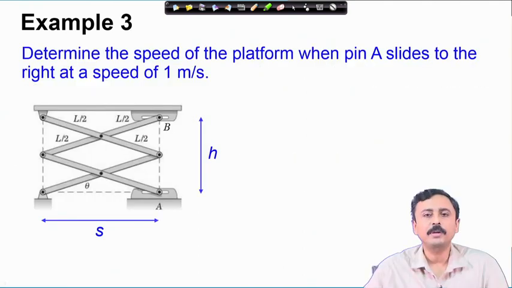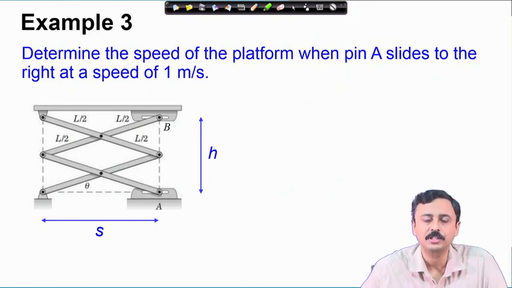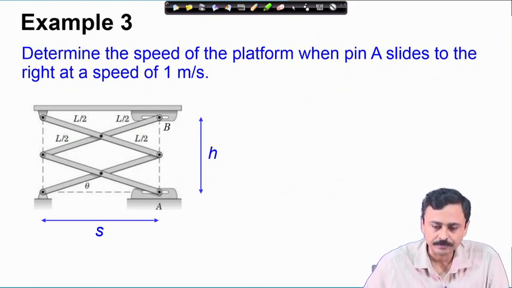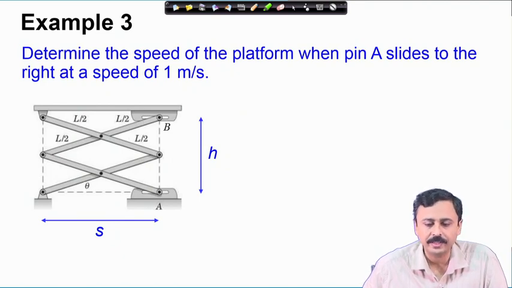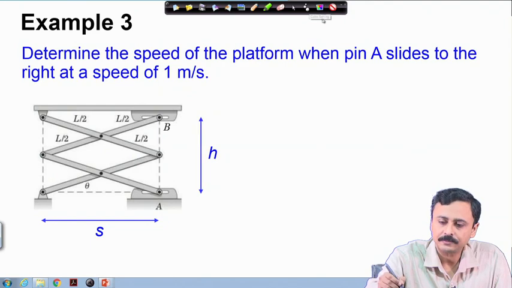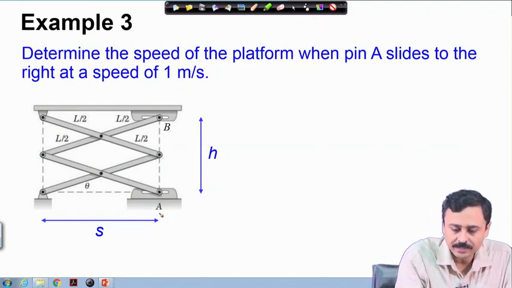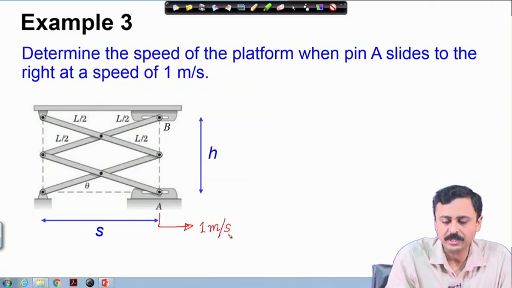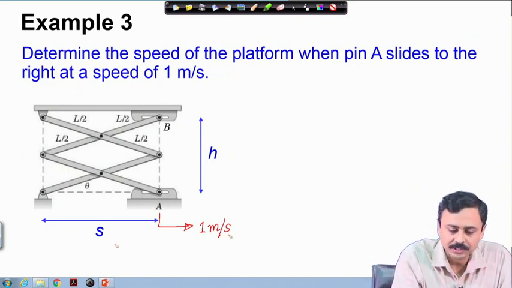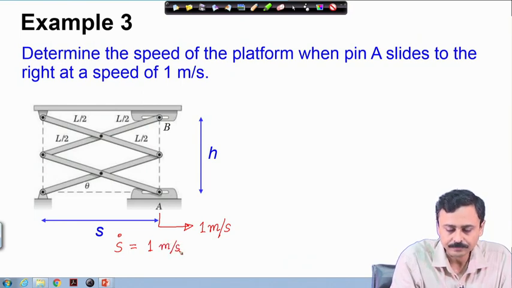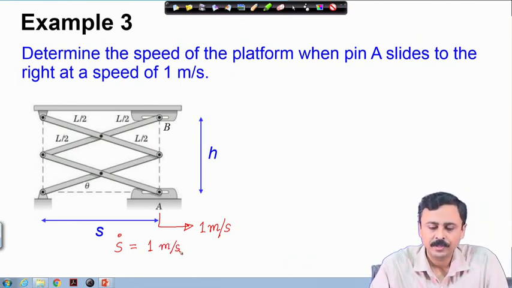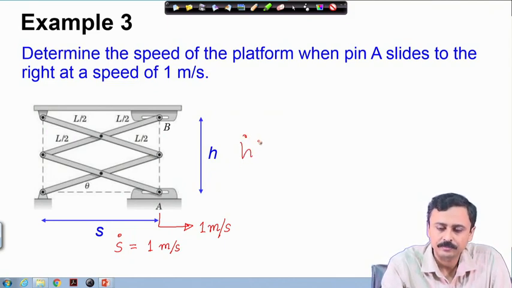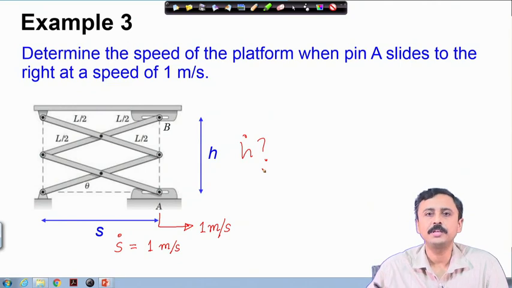Next, we look at the Nuremberg mechanism, which we have discussed before in the context of displacement analysis. Here it is given that the pin A slides to the right at 1 meter per second. In other words, S dot is given as 1 meter per second. We have to find out H dot, basically the vertical travel speed of the platform.